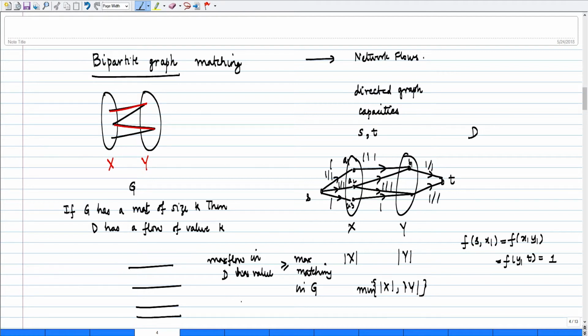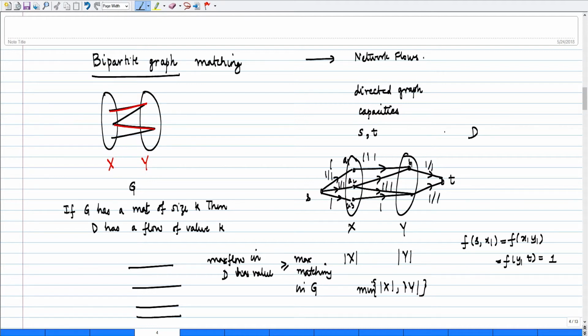If you want to show two quantities are equal, it is very easy to show that one is greater than or equal to the other and the other is greater than or equal to the first. If you show both of these inequalities, then you get that they are equal, and this is exactly what we are trying to do. So what is the remaining part? If I give you any flow in this network, you must be able to convert it into a matching of the same size.